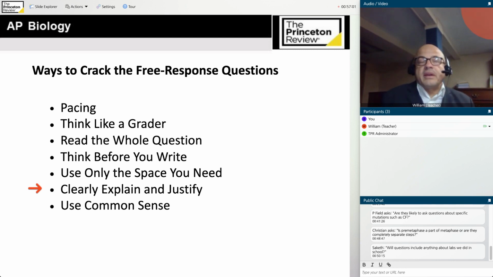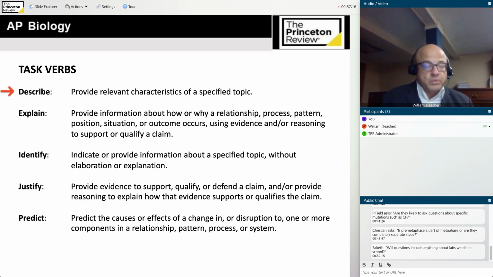Clarity trumps everything. Of course, you have to be accurate in what you say, but be able to explain clearly, in a clear reasoning pattern, what you have. And very important, I did allude to this in the first video: common sense dictates as you deal with that. There are tasks that you're told. If you need to describe something, that means you have to provide characteristics. If you need to explain, you have to explain how or why, depending on the scenario. In order to identify, you need to indicate information. In order to justify, you give the claim, and then you provide the reasoning to explain how it works. And then finally, to predict, you describe what you have.